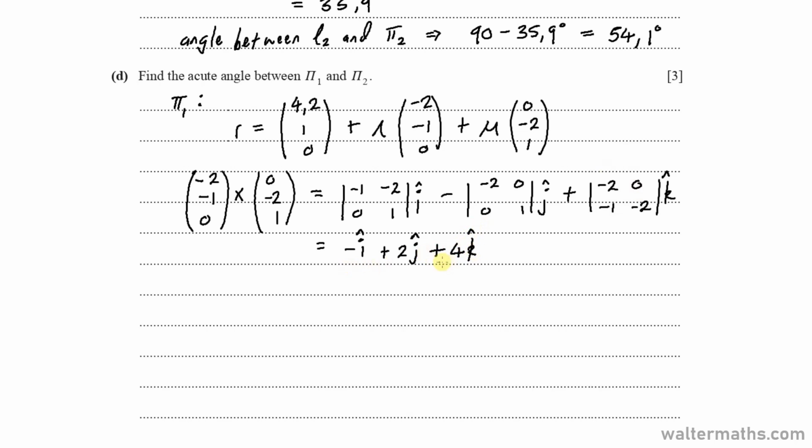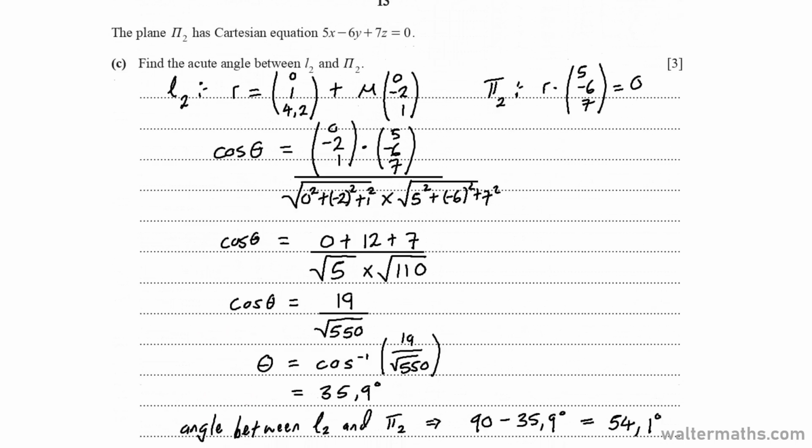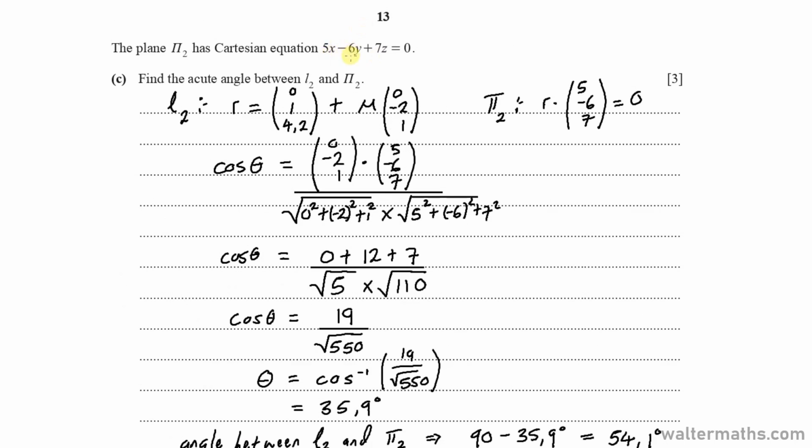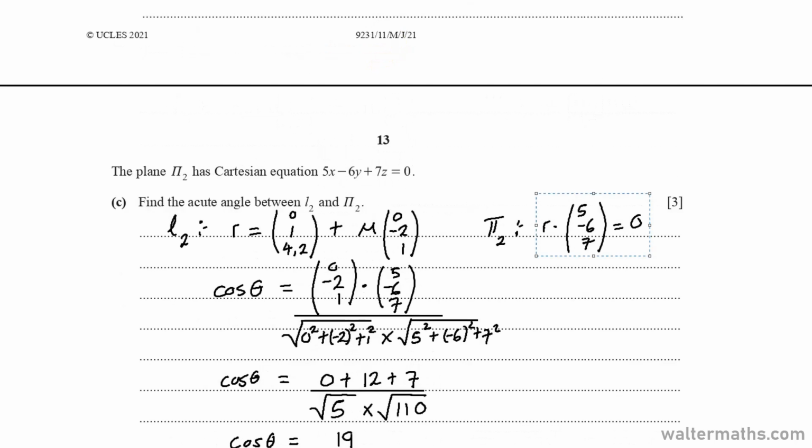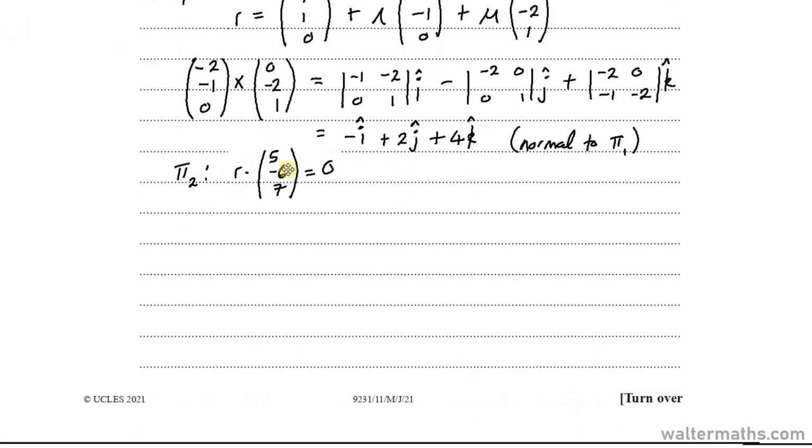Now what we have here is the normal to the plane pi1. So that's all we need in order for us to calculate the angle between the two planes, right? So this is the normal to the plane. So now that we have the normal to the plane pi1, the plane pi2 is the one that we got right up here. That's 5x minus 6y plus 7z. So I'll just paste it here. So this here is the plane pi2.